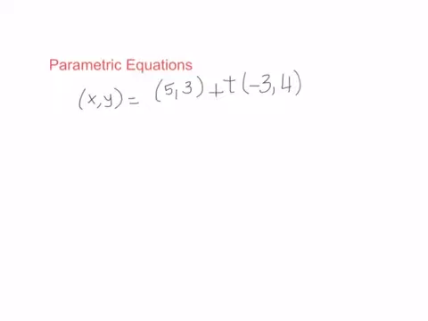I can write this as two equations, one for x and one for y. I could say that x equals, just looking at the x components, 5 minus 3t. I got that by taking the x value and multiplying negative 3 by t, because negative 3 is the x value. So x equals 5 plus t times negative 3, which is negative 3t. Similarly, the y values: y equals 3 plus t times 4, or 4t.